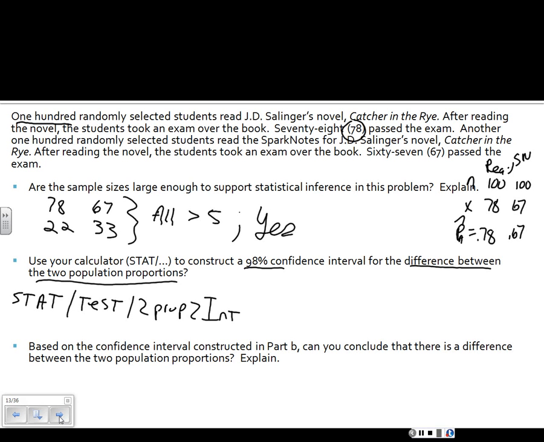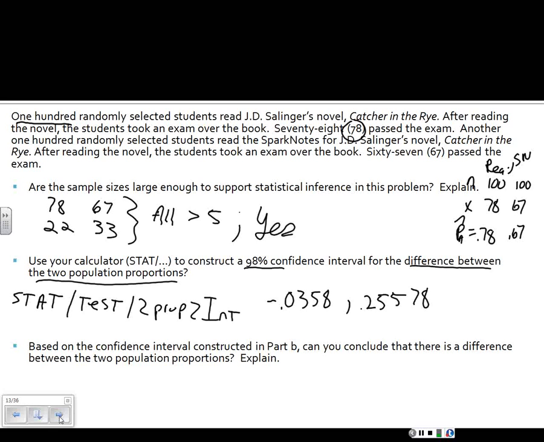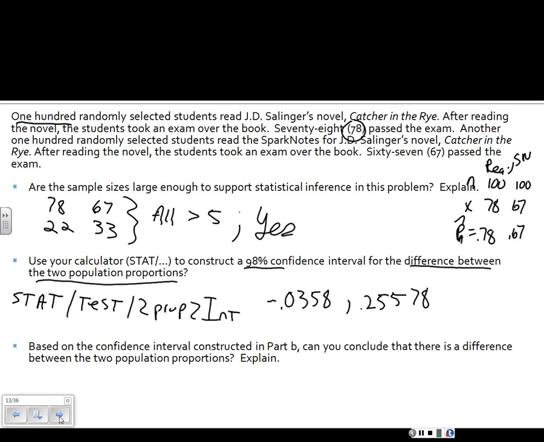And I think if you do that, you will get something like minus 0.0358. That's the lower bound of the confidence interval. And then carrying this all the way out, I got 0.25578. The key thing, so that's the interval, that's the answer to that part.